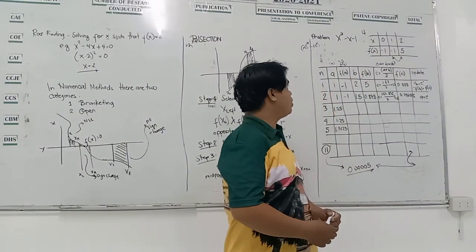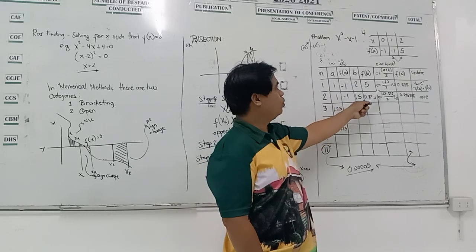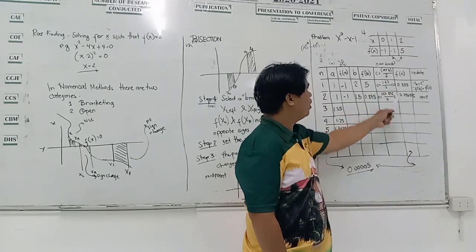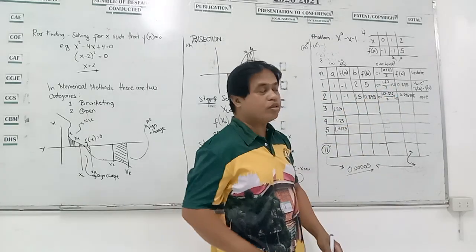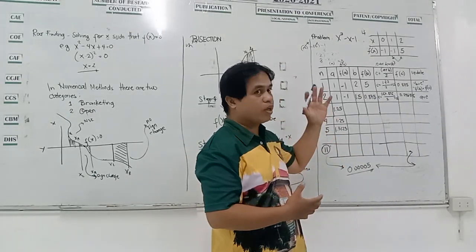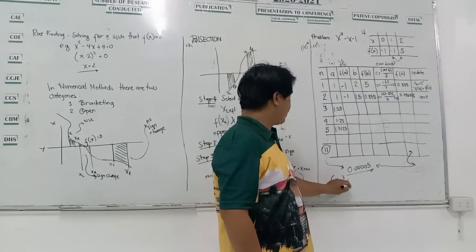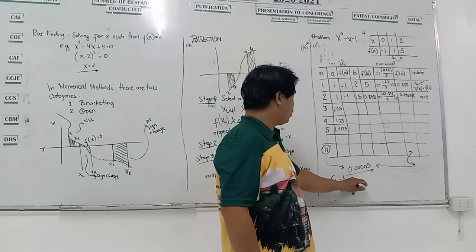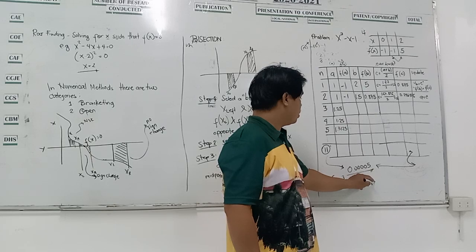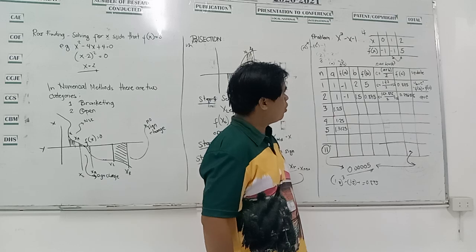Okay. C now is equal to A plus B divided by 2. So that is equal to 1.5. And function of C is equal to 0.875. So paano natin nakuha yung 0.875? So let us substitute that 1.5 into our equations. And we have here 1.5 cube minus 1.5 minus 1, that is equal to 0.875. Okay, get it? So B now is equal to C.